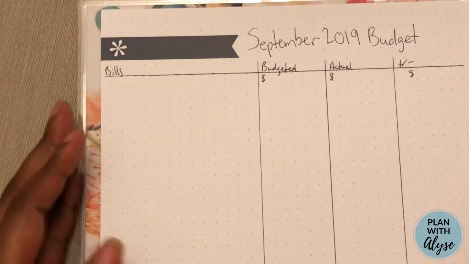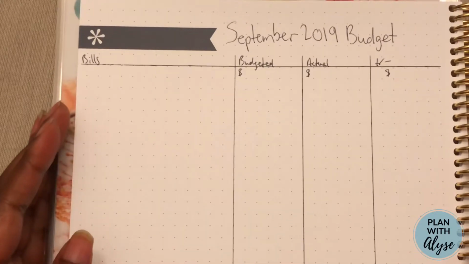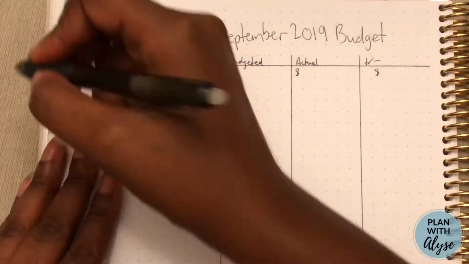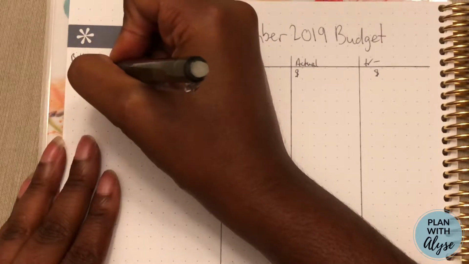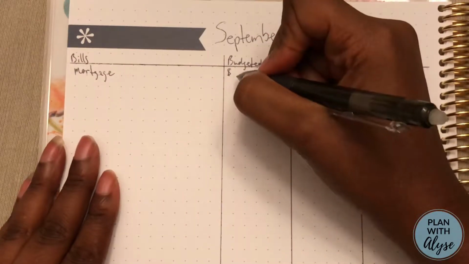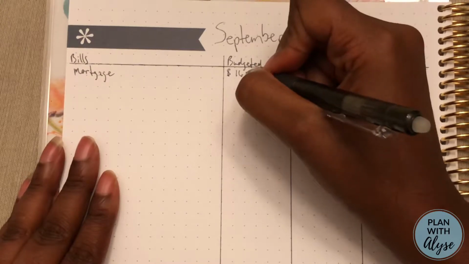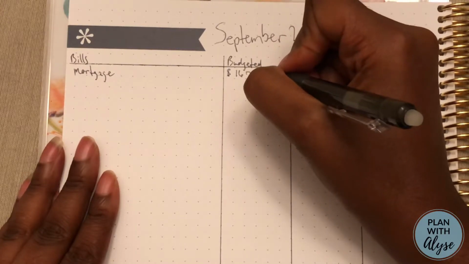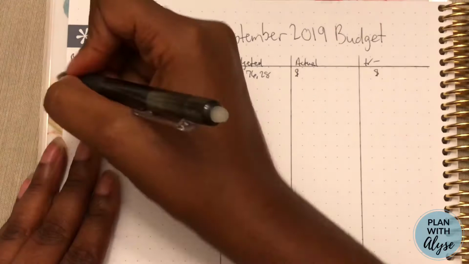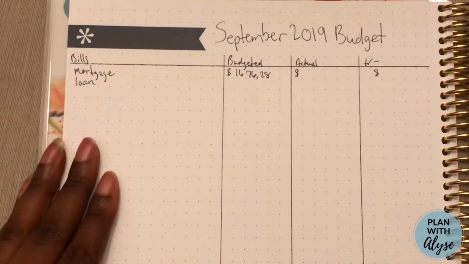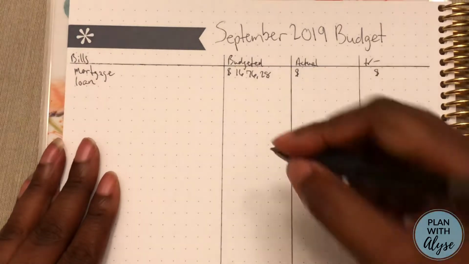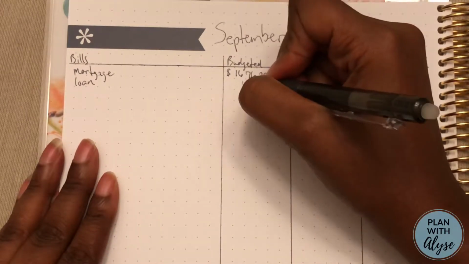So, as with every month, our first bill coming out is our mortgage. And it's going to be $1676.28. Then we have our personal loan. Next month will be our very last payment of this loan. I cannot wait.